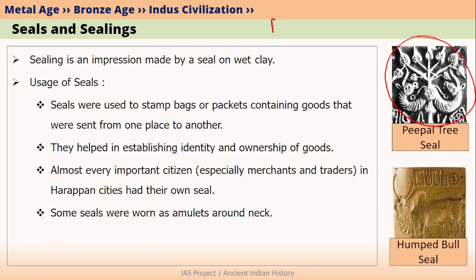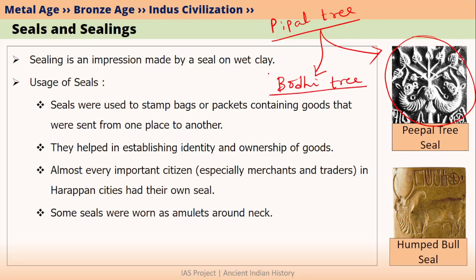Please note that the peepal tree basically appears in your ancient history syllabus in two places. The first place is here in Harappan culture. Harappans basically used the peepal tree seal. Moreover, Harappans also worshipped the peepal tree. The other instance in ancient history where you study about the peepal tree is during Buddhism. In Buddhism, the peepal tree is called the Bodhi tree or Mahabodhi tree. So when we talk about Buddhism, we will talk about the Bodhi tree or peepal tree once again.